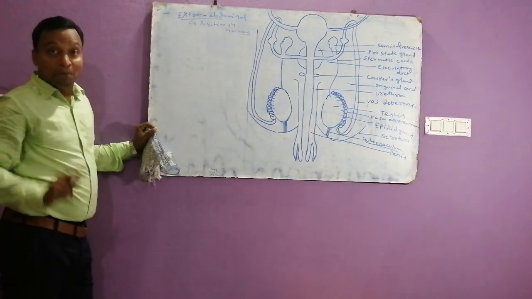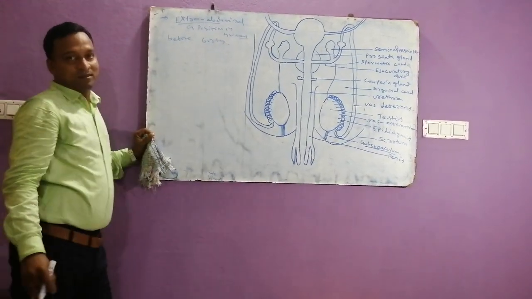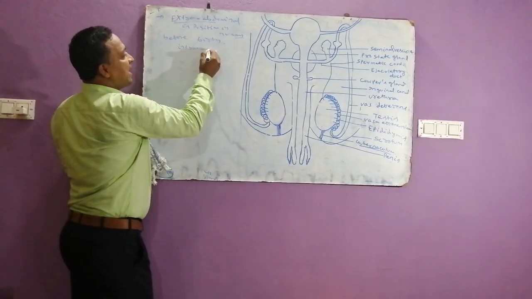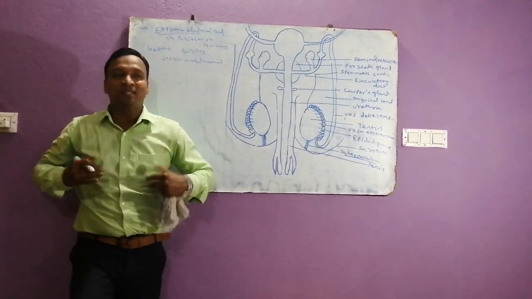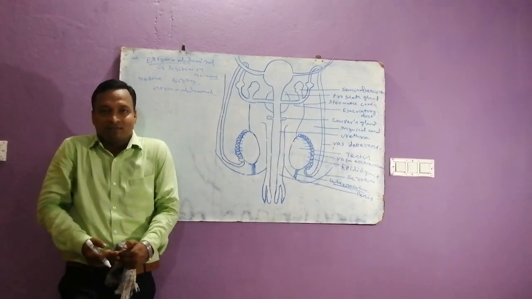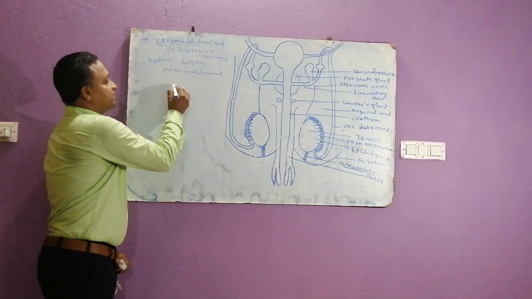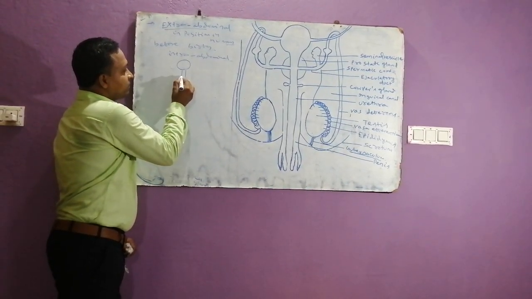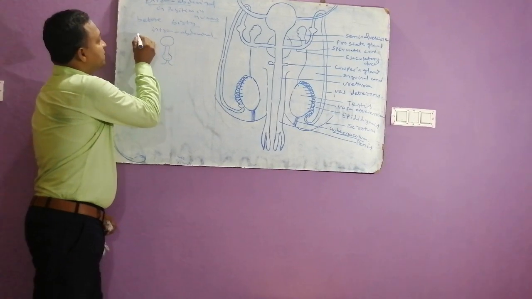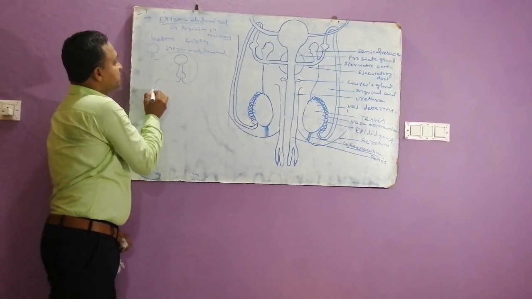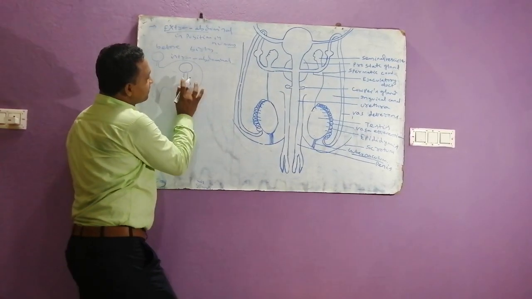But before birth it is intra-abdominal. When the males are inside the mother's uterus, the testis is present inside the abdomen. This is the baby inside the mother's uterus. In this condition the testis is present inside the abdomen.